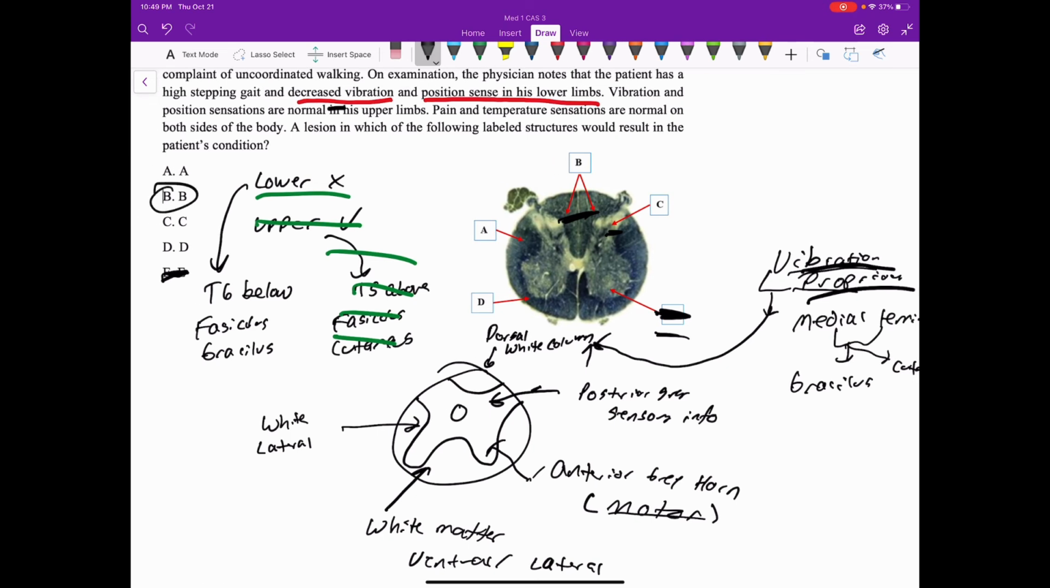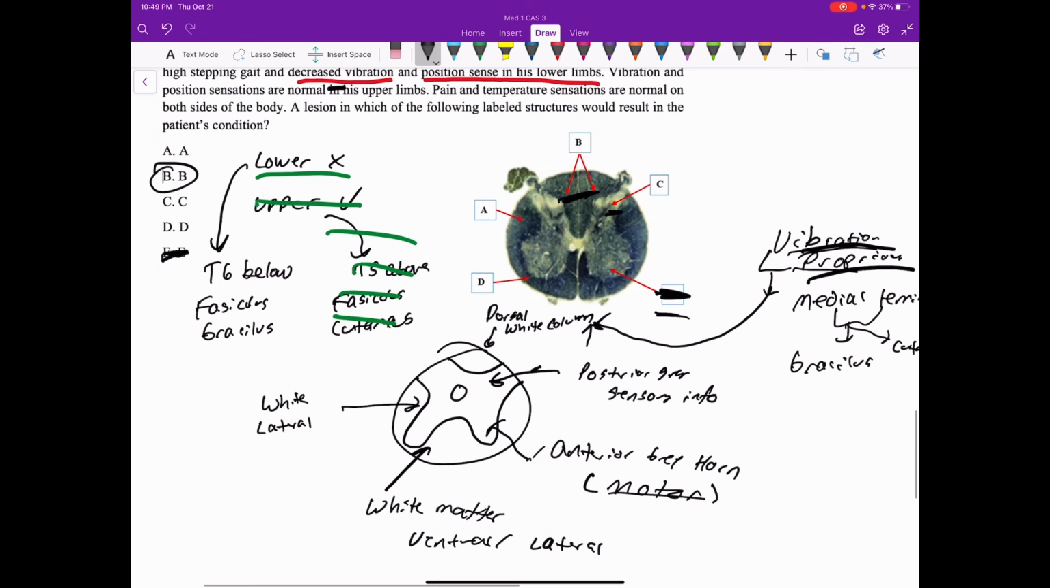Let's see. Why is it not D? Well, D, it's a different pathway, and this is in the ventrolateral root, so that's wrong. A is in the lateral root, so this is going to be the spinothalamic tract or the anterolateral system. So that's not doing what their question's asking.